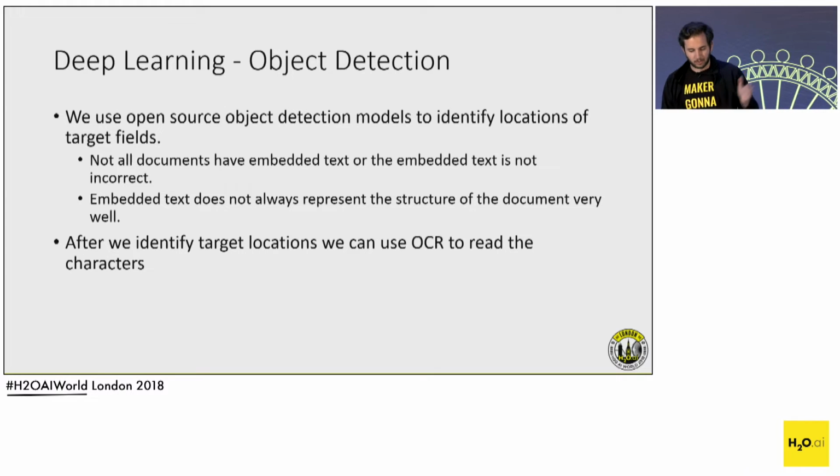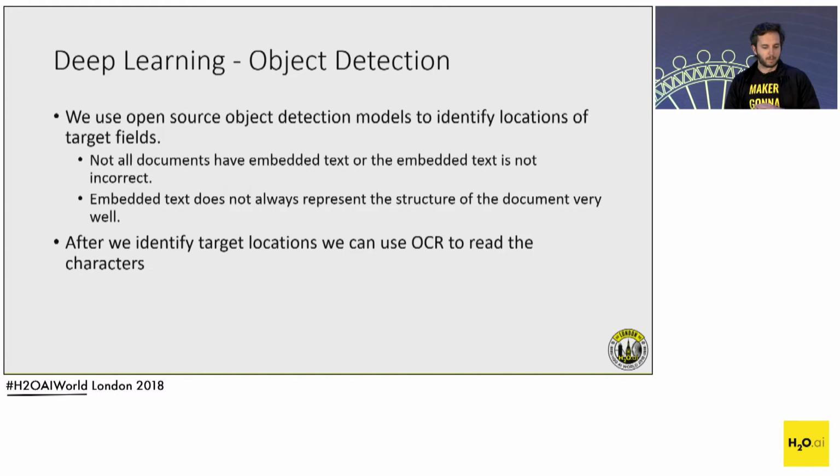Like Mark said, you might have a bunch of different invoice dates in a document, but the invoice date is usually going to be somewhere at the top of the document, maybe on the right side or right in the middle. So what we do is we're starting to use object detection models to identify bounding boxes of where the targets are in the document.